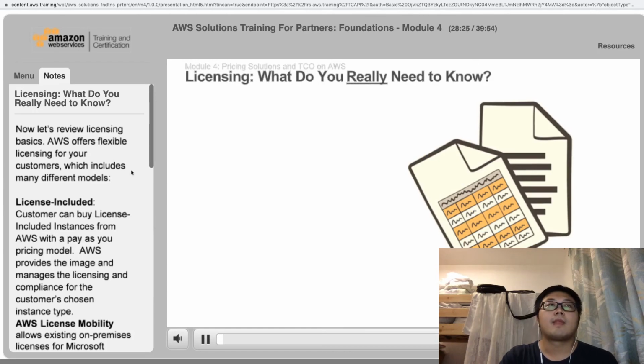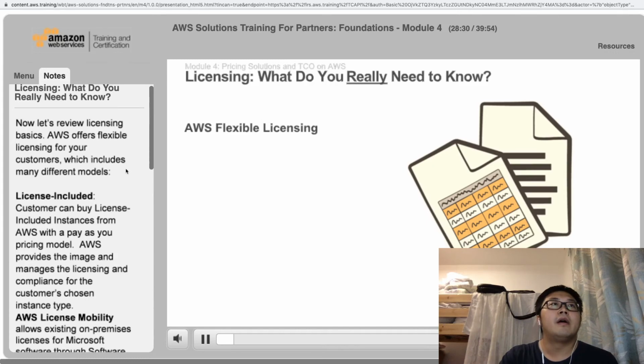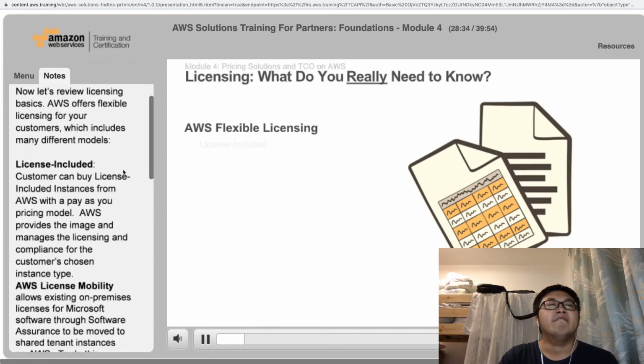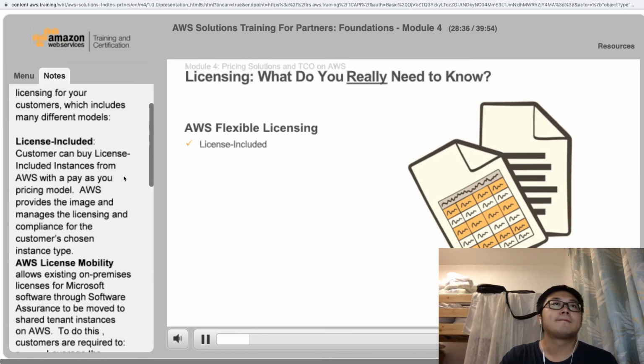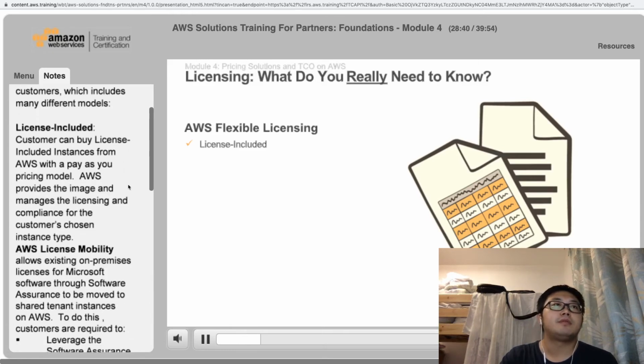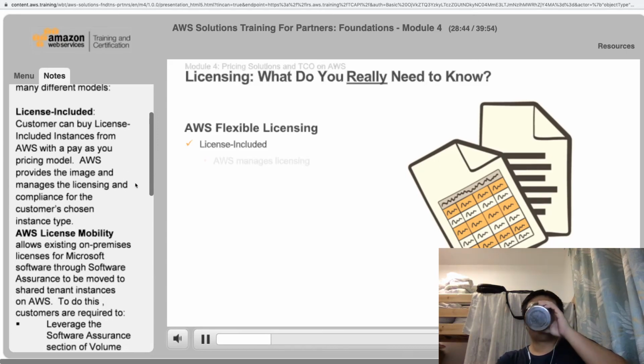Now let's review licensing basics. AWS offers flexible licensing for your customers, which includes many different models. License included. Customers can buy license-included instances from AWS with a pay-as-you-go pricing model. AWS provides the image and manages the licensing and compliance for the customer's chosen instance type.